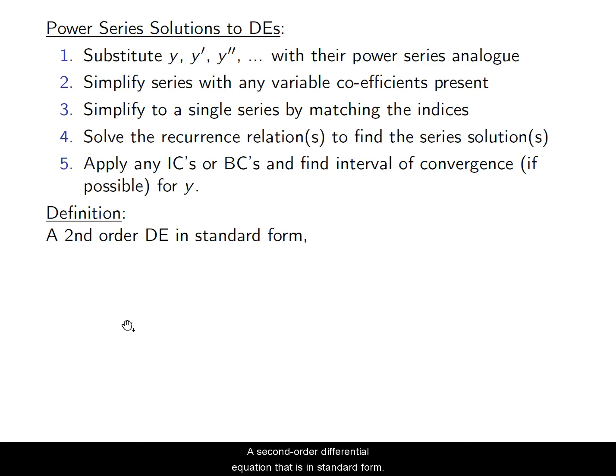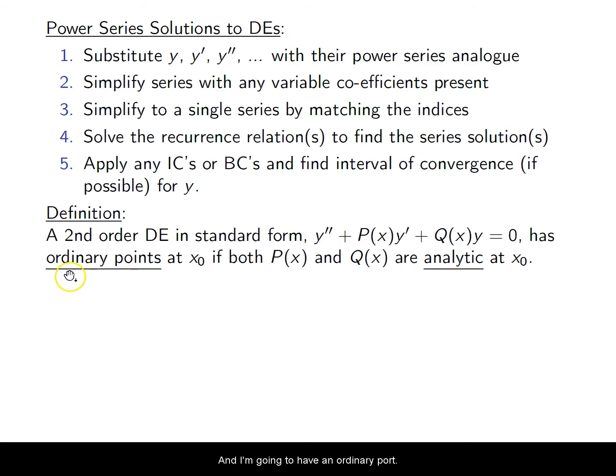A second order differential equation that is in standard form, meaning that it is monic, right? There's no leading coefficient here. So whatever variable coefficient I had here, I divided the entire equation by it, and so I have a p of x and a q of x, okay? So if my second order DE is in standard form, then I'm going to have an ordinary point at x naught if p of x and q of x are both what we call analytic at x naught, right? Meaning that I can write p of x and q of x as a series, okay?